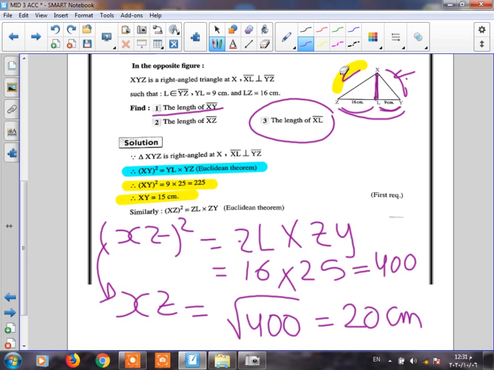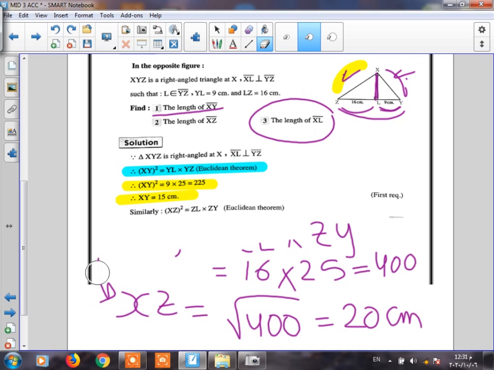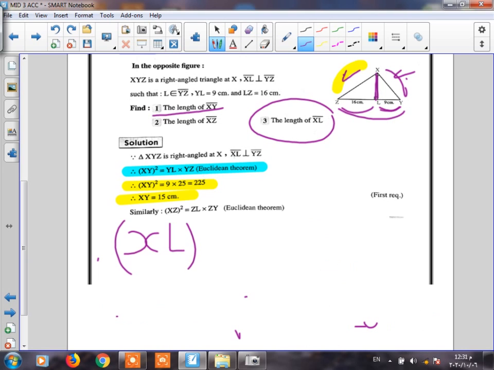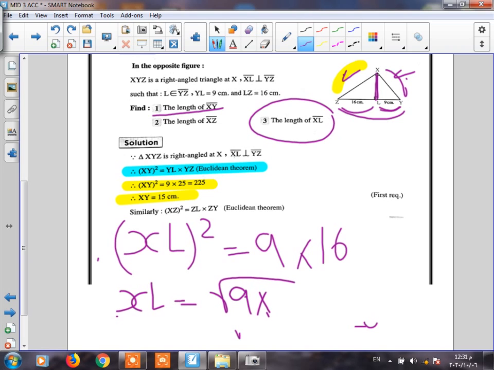So I'm going to use XL squared equal YL times ZL. So simply, I will make XL squared equals 9 times 16. So XL equals simply root of 9 times 16. Right? I know before that root can apply the multiplication operation. I can separate the root under it. That means root 9 equal 3, root 16 equal 4. So of course this side will be equal something.